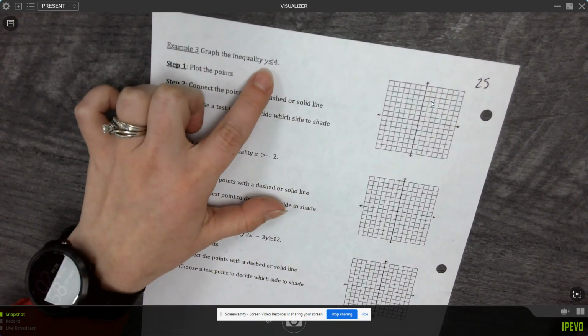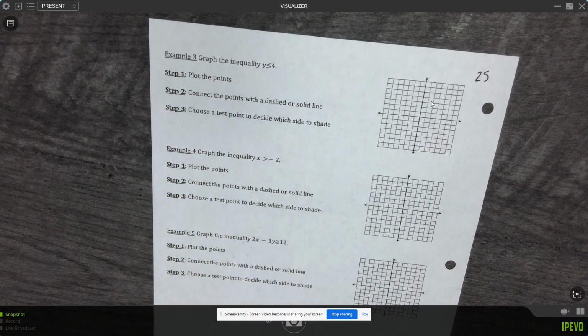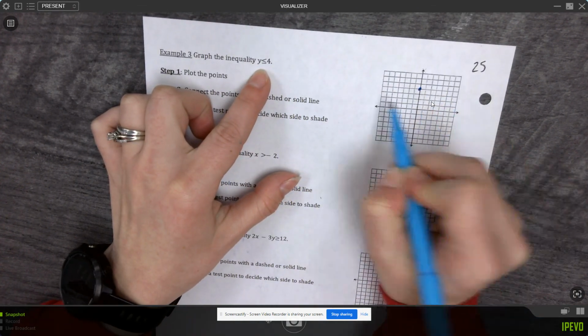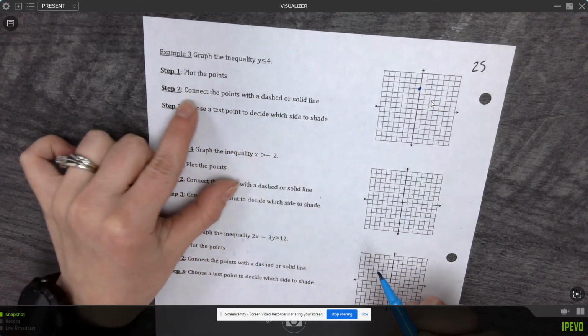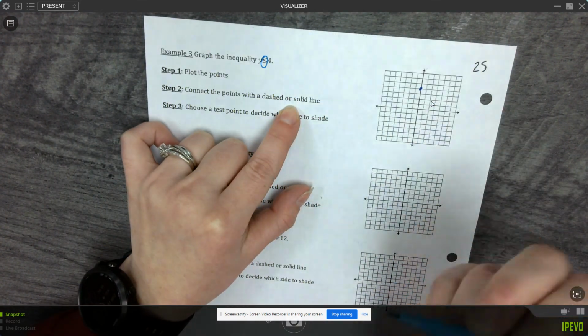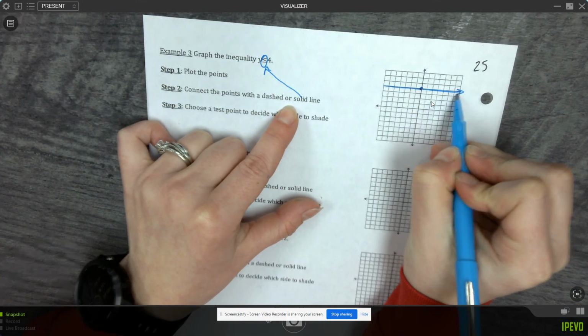Graphing your inequality, y is less than or equal to 4. Plotting your points. If you recall from the lesson you just did, when you have just y and no x, your line should be a horizontal side-to-side line. You're just going to go to where y is 4. You're going to go side to side. We do need to pay attention if it's dashed or solid. It has an or equal to, so it's solid. So straight across with a solid line.